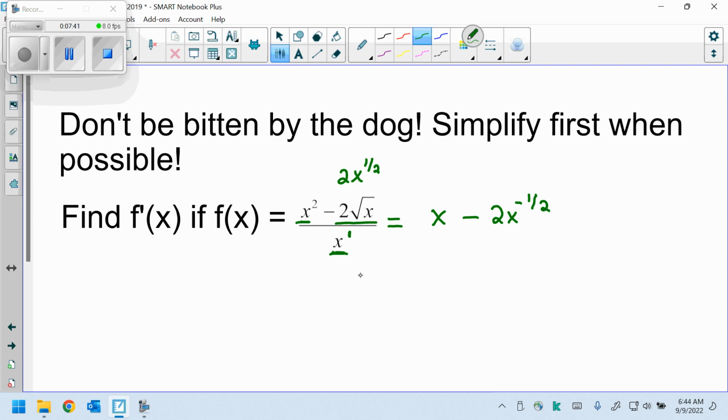So now let's find the derivative. Well, the derivative of x we have said today, tomorrow, and forever, always 1. Minus 2, you're a coefficient, you come along for the ride. Let's bring this exponent of negative a half around front. And then let's decrease the exponent by 1.